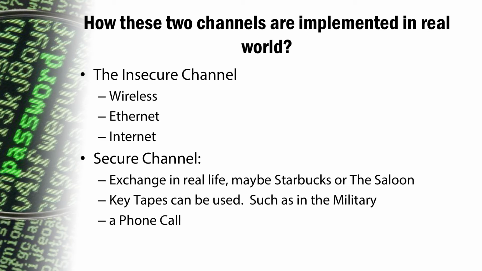So what is an insecure channel? An insecure channel is wireless, Ethernet, and the internet itself, whereas a secure channel is a physical exchange, phone call, or other dedicated channels the two parties may have.